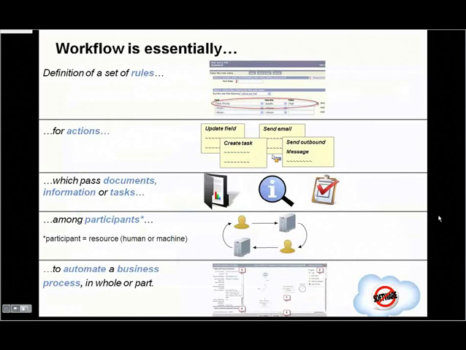So what is workflow anyway? Well, to put it simply, in one slide, it is essentially a set of rules which enable you to take timely actions, whether immediate or scheduled to be executed at some point in the future. And you use it to pass information, tasks, and/or documents between different people, both within the organization as well as outside the organization. You can also integrate with third-party systems. The overall goal is to automate any business process in whole or in part.